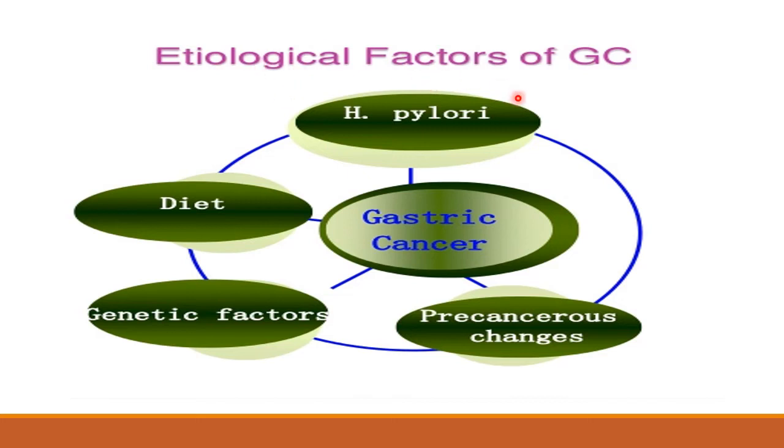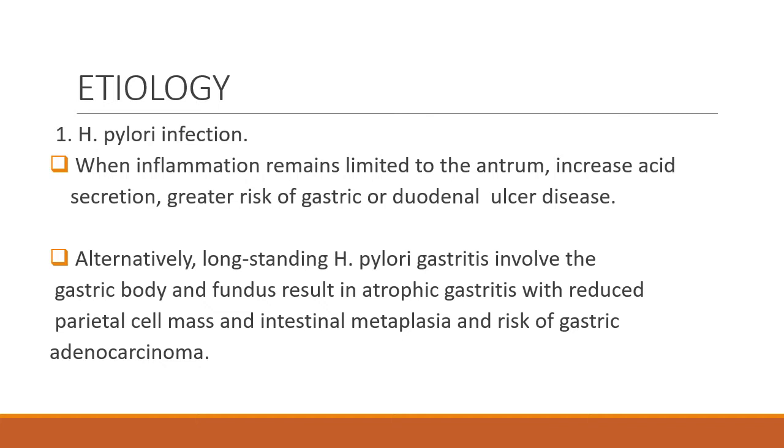Then etiological factors of the gastric carcinoma: H. pylori infection, then dietary factors, genetic factors and precancerous changes. So these are the etiological factors and we'll see one by one. First is the H. pylori infection. So when there is inflammation by H. pylori infection that remains limited to the antrum, that increases the acid secretion, and there is greater risk of gastric or duodenal ulcer disease. All these things you have already learned in the peptic ulcer disease.